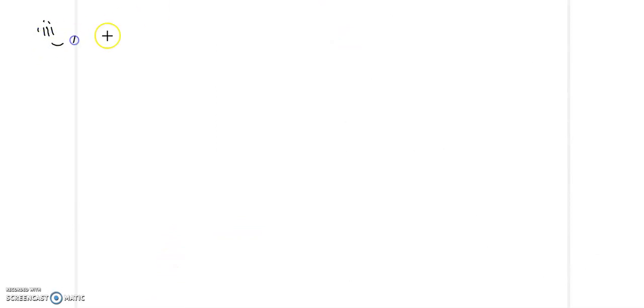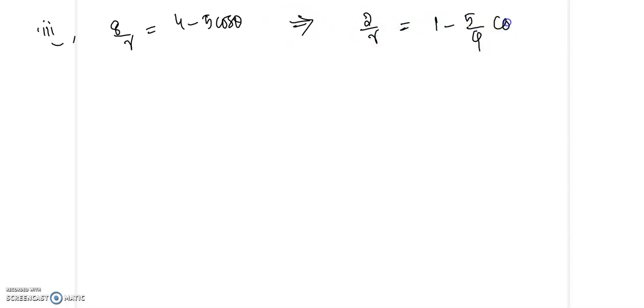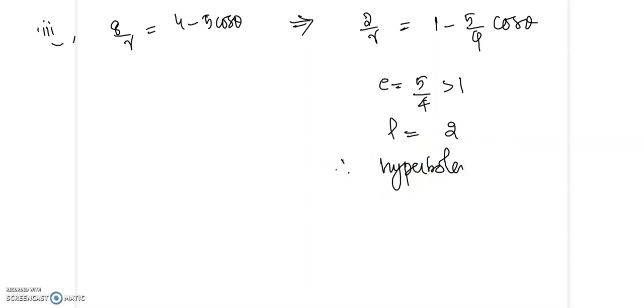And the third problem, you have 8 by R equal to 4 minus 5 cos theta. So divide by 4 throughout. So we will get 2 by R equal to 1 minus 5 by 4 cos theta. So E is equal to 5 by 4, which is greater than 1, and L is equal to 2. So therefore, this is going to be a hyperbola. So that's how we classify the different equations.